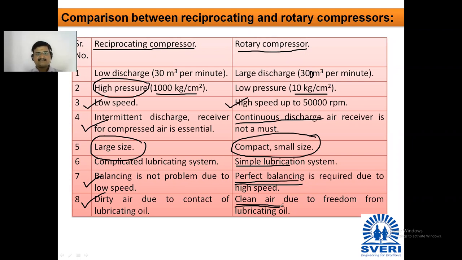I will provide its write up in the next lecture, because this comparison is very much important. It was asked many times and it will be asked to you anytime. That's why this comparison is very important. Up till now, we have covered in this lecture the construction working of the root type, that is lobe type of compressor, and comparison between reciprocating and rotary compressor. I think we need to stop here.